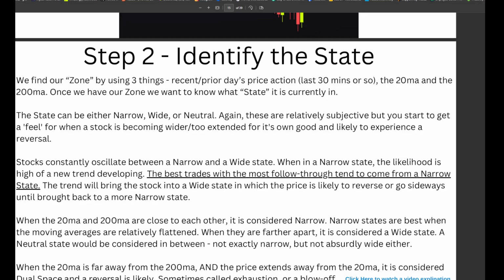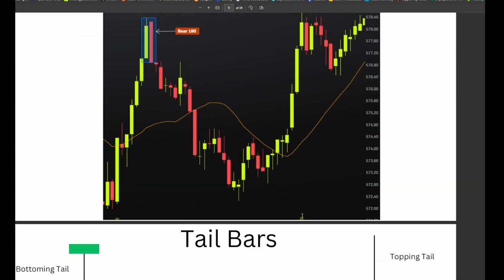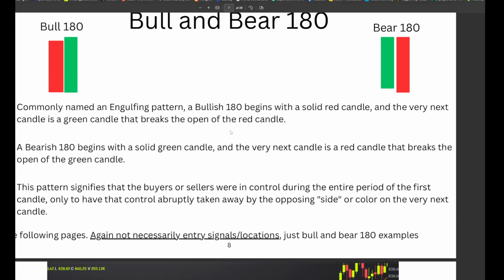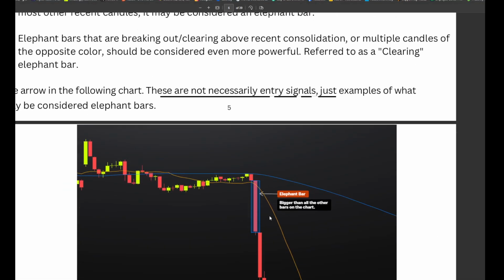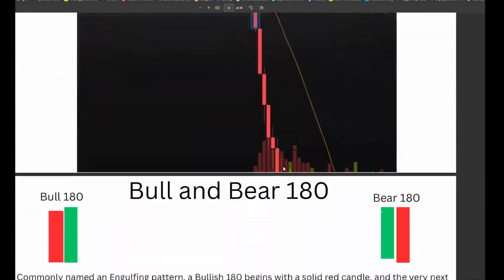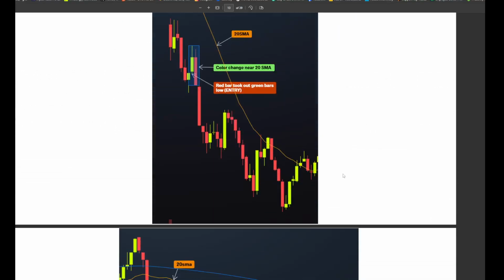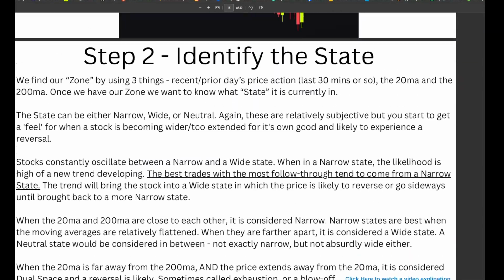Okay. The second video we did was the entry event video, where I showed you guys the entry events that I look for: tail bars, 180s, engulfings, power bars, all of that. So if you didn't watch that one, go to the second video. Now this one I'm going to show you how to put it together with the SMAs.